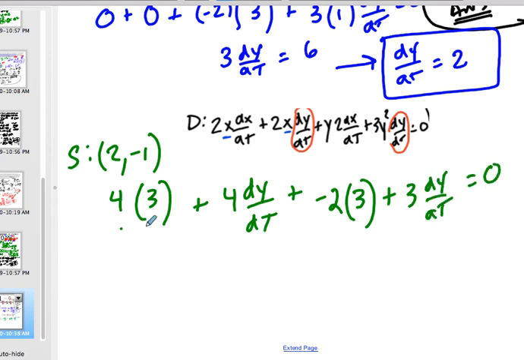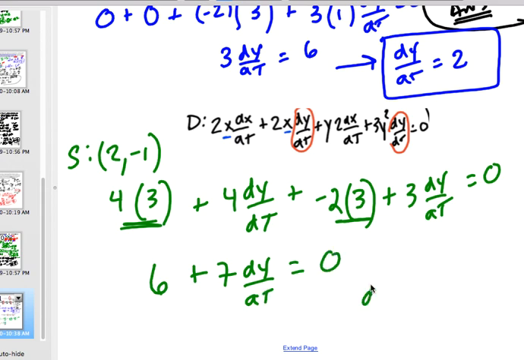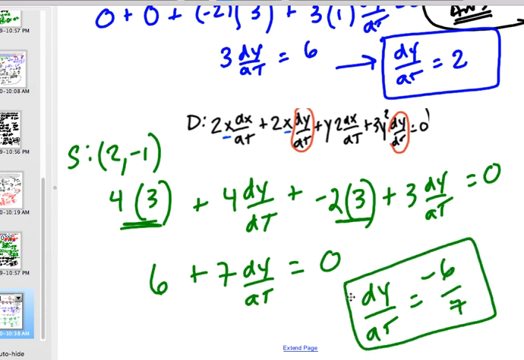So I end up with, this is a 12, this is a minus 6, so I end up with a 6 plus 7 dy/dt, right? Because there's 4 of it and 3 of it, equals 0. So I end up with a dy/dt that equals negative 6 over 7. And notice that there aren't units here. There weren't units in the last problem. It's not a word problem. It does not have units.